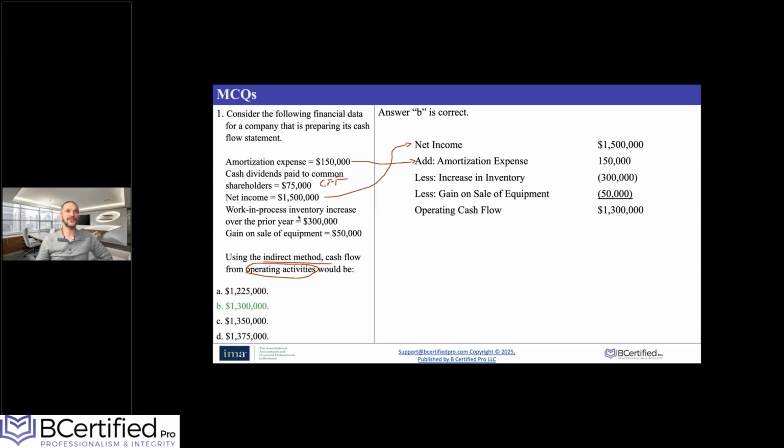As we mentioned, work in process inventory is a current asset, working capital. So if it went up, I need to subtract it. Gain on sale of equipment is a cash flow from investing activities. It should not be part of our operating activities. So since it's a gain, I have to remove it. I have to subtract its effect, and thus I would reach $1.3 million.